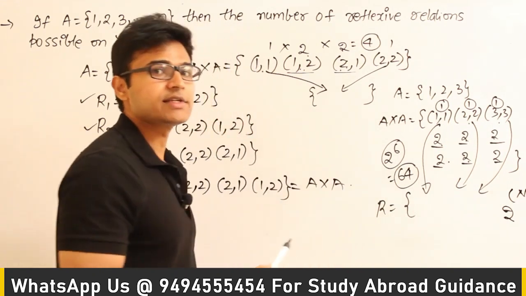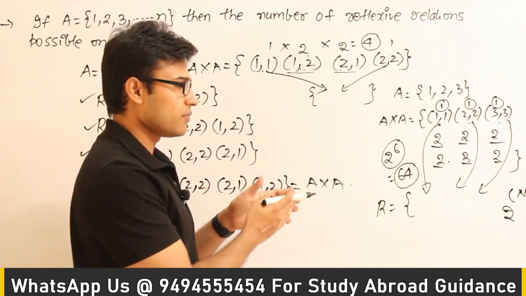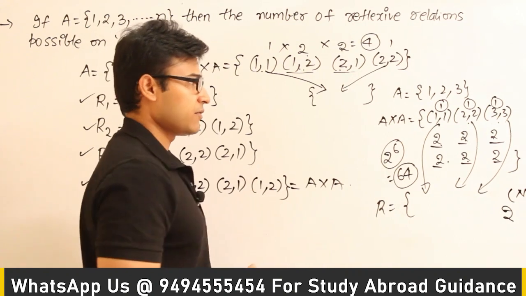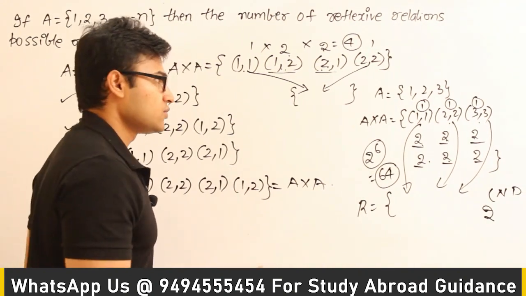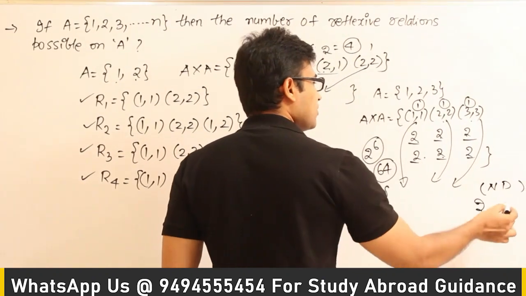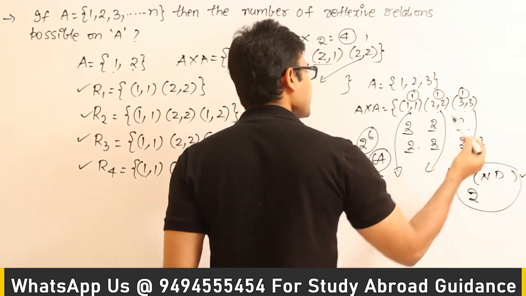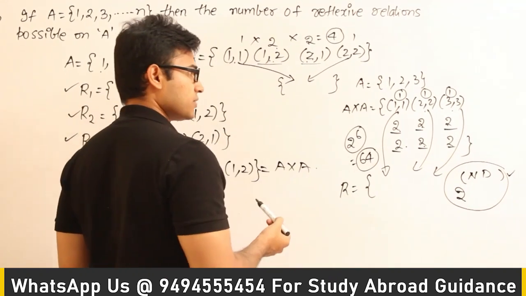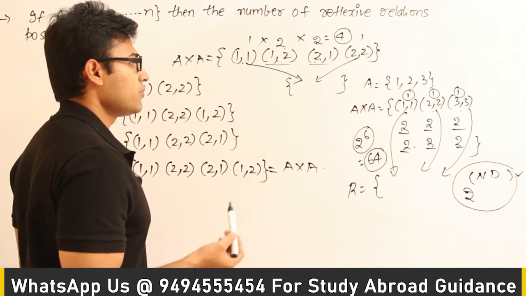Let me call such elements diagonal elements because they happen to form the principal diagonal of a matrix if you draw them in a matrix, right? So we have to find out the number of non-diagonal elements, and 2 power the number of non-diagonal elements is going to be the answer for this question, right? So how can we find it out?